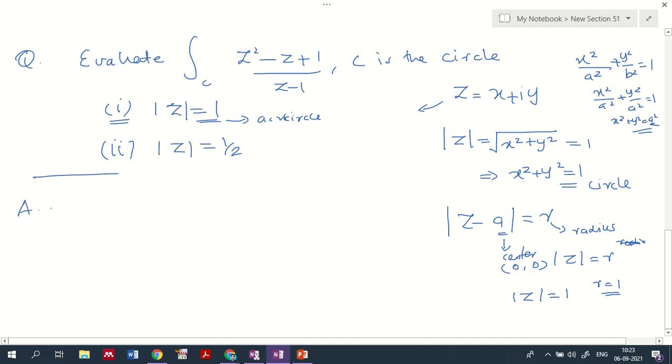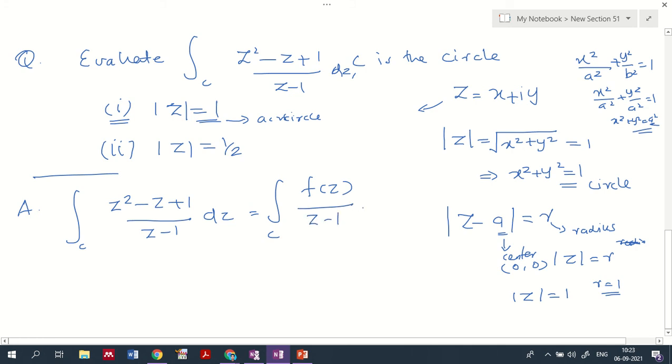Whenever you are given a function, that is the integral over c of z square minus z plus 1 divided by z minus 1 dz, here you can just put a dz as well. It is a simple function compared to that. This function has this fashion: it is like f of z divided by z minus 1. So let me just keep it like this.